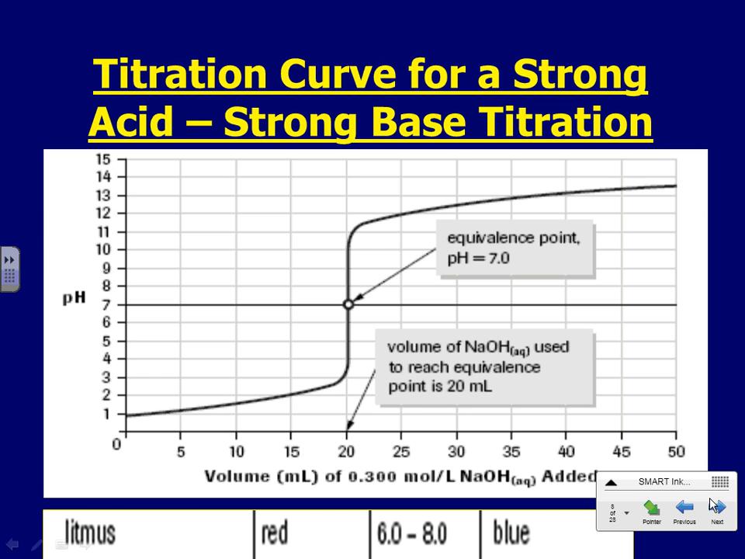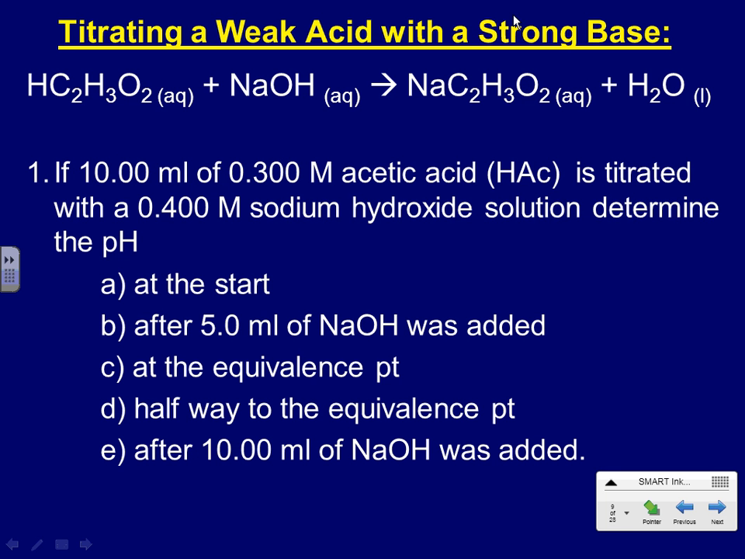All right? What we want to look at next is how we can do a calculation concerning a weak acid and a strong base, and in the end, transposing the data that we find in our analysis to a titration curve concerning a weak acid and a strong base.